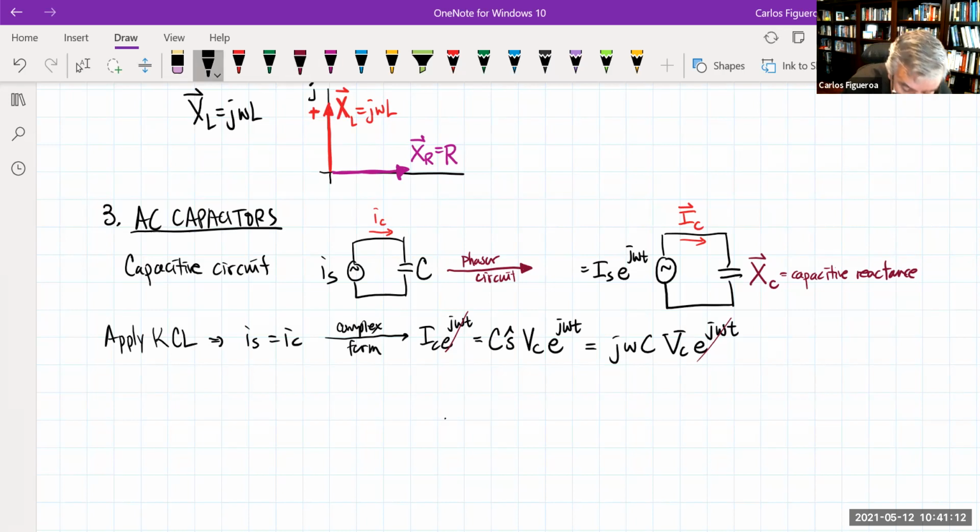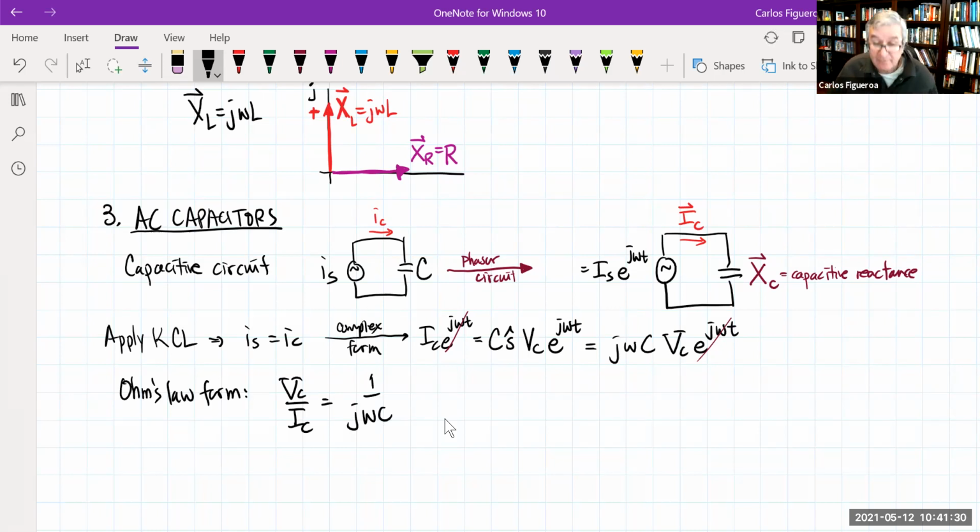They cancel out. So then I go into Ohm's law form, and if I do that, I get Vc over Ic, and then I get a term that's j omega C over 1. A couple of things we should think about here: as soon as I do that, you can see there's a game changer, because now I have j omega and C. Just like before we had j omega L, but this is in the denominator.